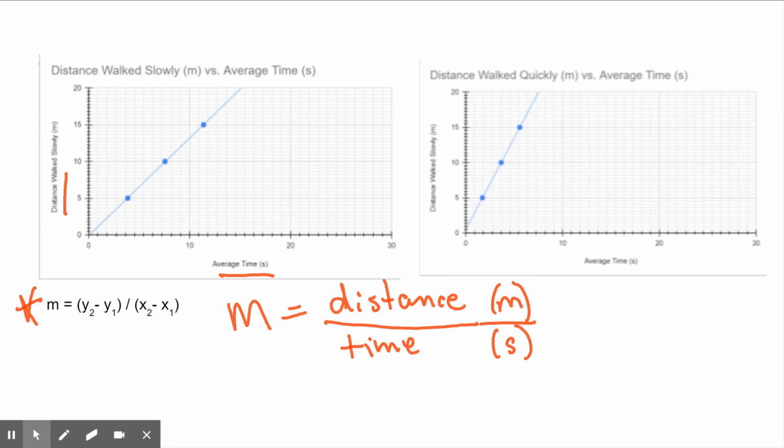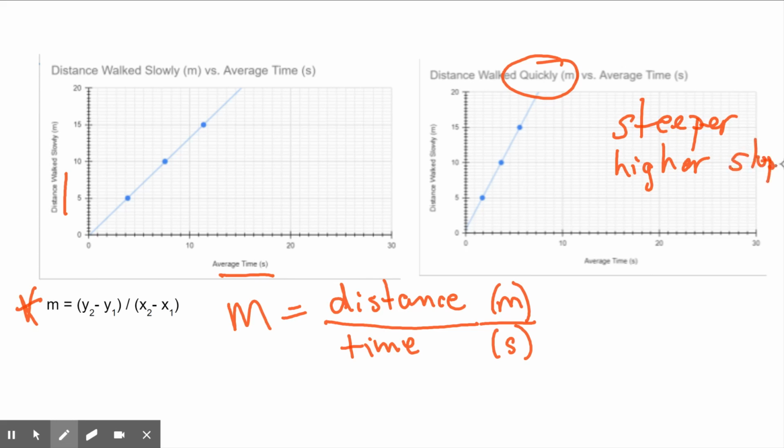Looking at the two graphs, you should be able to see very quickly that, no pun intended, this is the graph that the person walked faster. How do you know? The slope of this line is steeper, which means it's going to have a higher slope, right? The value of this slope should be higher. The magnitude of this slope should be higher. And since the slope is higher, that means it's a faster speed.